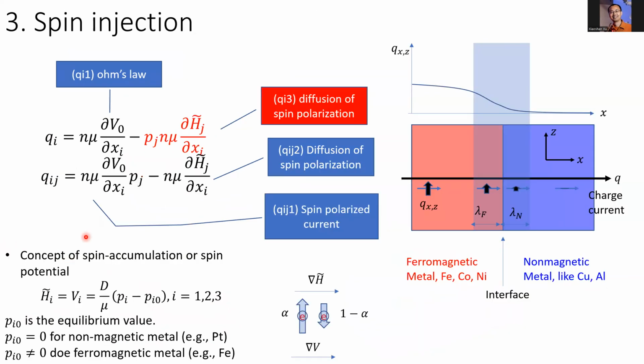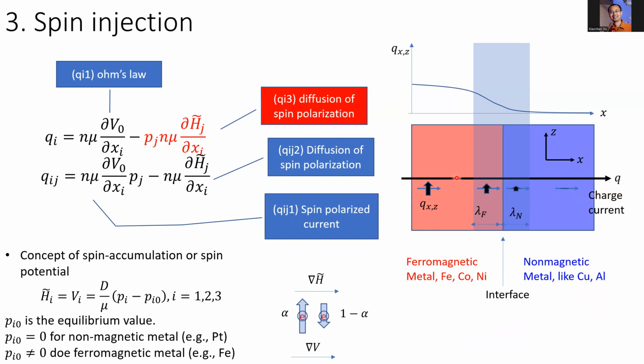So now let's look at spin injection. This phenomenon is also an interfacial phenomenon. Essentially, you have a ferromagnetic metal like iron, cobalt, nickel, and a non-magnetic metal like copper and aluminum. And if you flow a charge current across the interface, something interesting will happen.